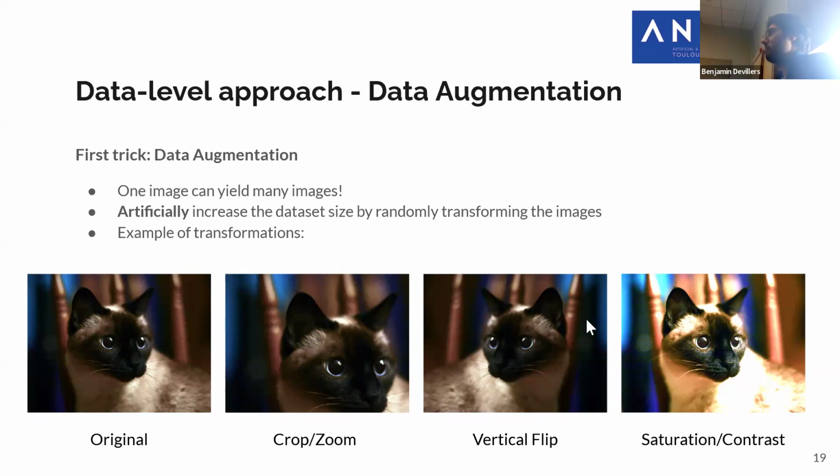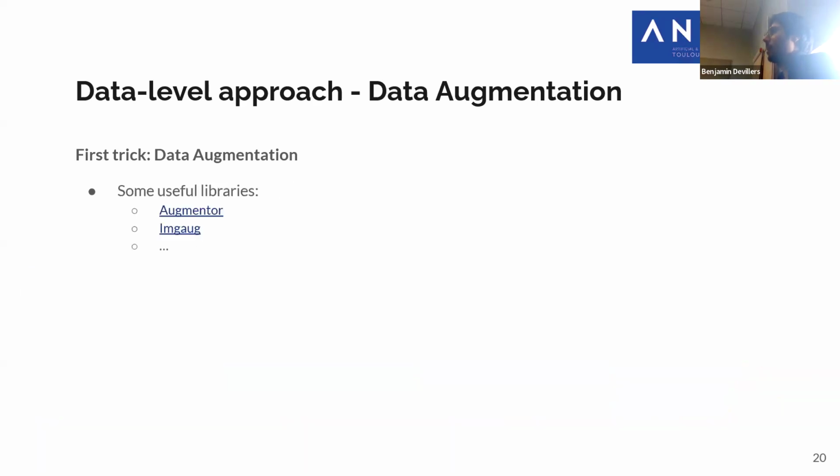So that's a first trick. And there exist some good useful libraries for that, like Augmentor or ImgAug. You can find them online, and you basically give one image and a list of transformations with some probabilities, like how probable I want this transformation to happen and so on. And it just makes you many examples from one image.